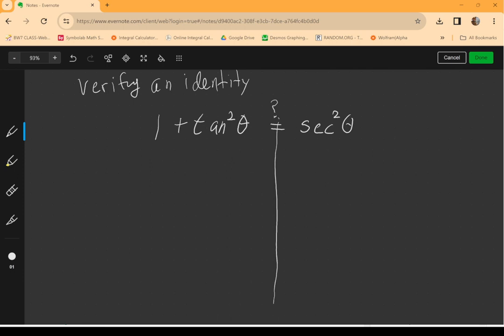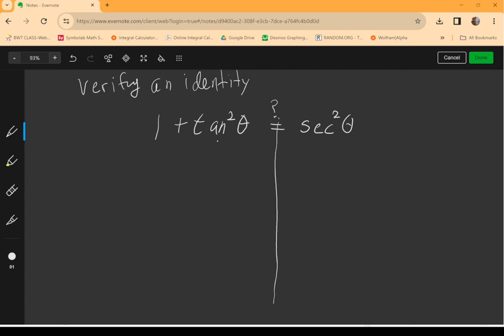But there are some clues to look out for that would make the verifying process much simpler or more straightforward. The first thing to look for is the side that appears to be more complicated, where there's just more stuff to work with. Looking at this, I can see the left side, with the 1 plus tangent squared theta, seems to be a bit more complicated. There's more to work with. So once I identify that, I'm going to stick to simply working on the left side.